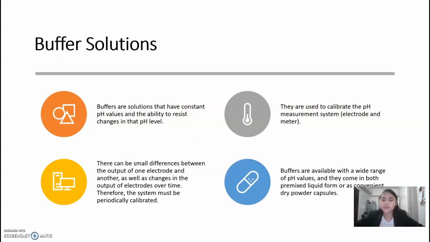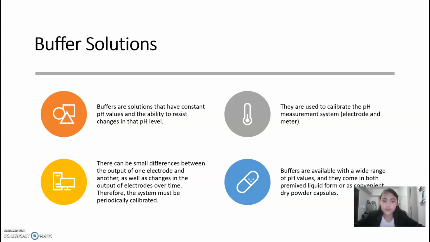Buffer solution. Buffers are solutions that have constant pH values and the ability to resist changes in that pH level. They are used to calibrate the pH measurement system, electrode, and meter. There can be small differences between the output of one electrode and another, as well as changes in the output of an electrode over time. Therefore, the system must be periodically calibrated.